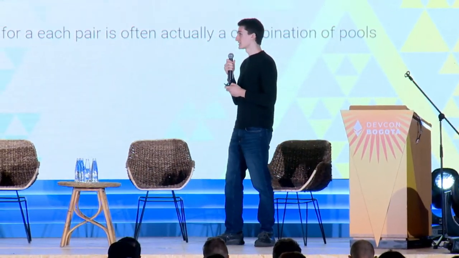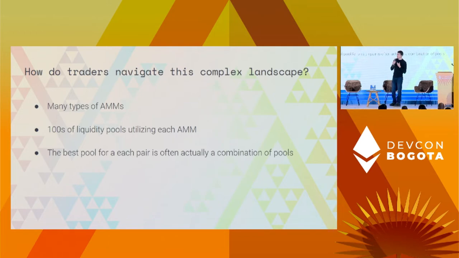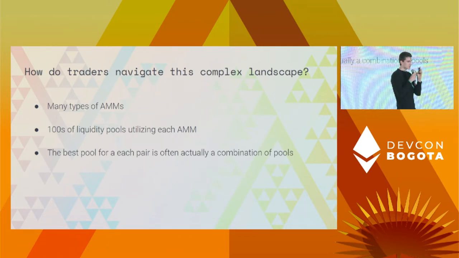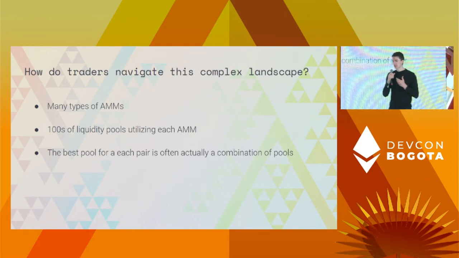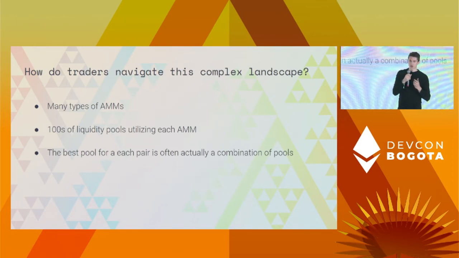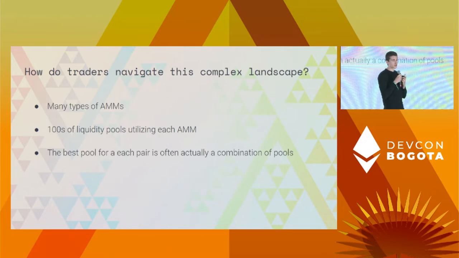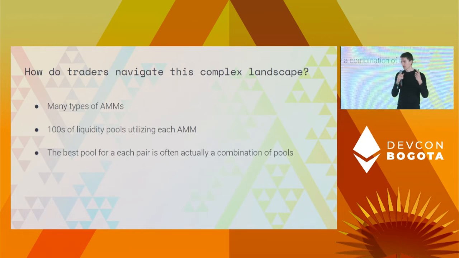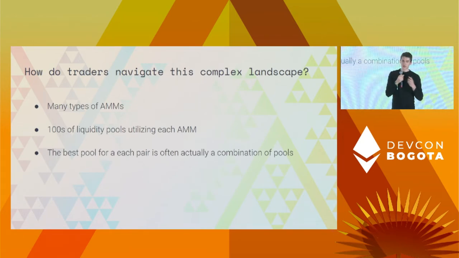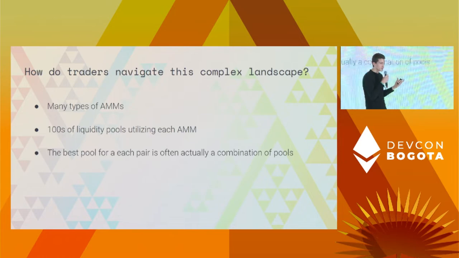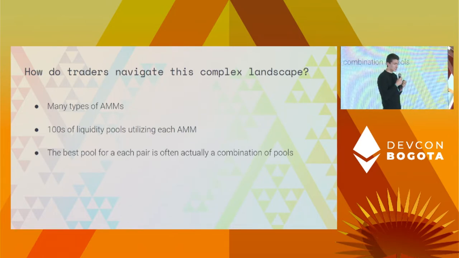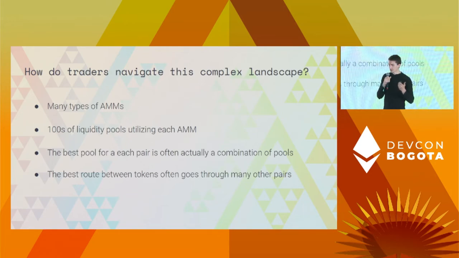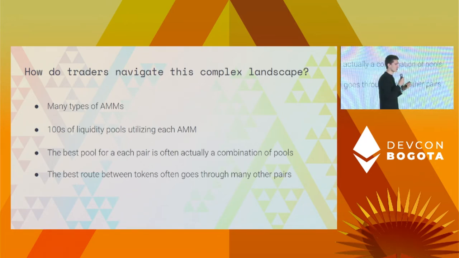It turns out since these trading functions are always adjusting their prices as you trade through them, for any direct pair of assets, the best place to trade is actually usually a combination of different liquidity pools instead of just picking one. So your problem is not just picking one place, it's actually picking some arbitrary combination, right? And if all that wasn't enough, the best trading price is often actually routing through other tokens as well.